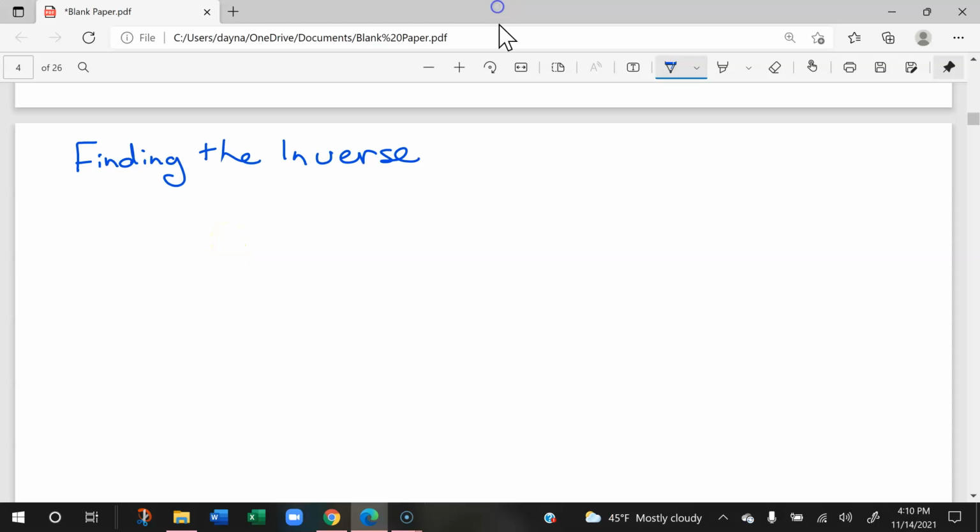When we want to find the inverse of a function, we start with a one-to-one function. So it has to be a one-to-one function first, or it has to have the restriction of a one-to-one function to begin with.